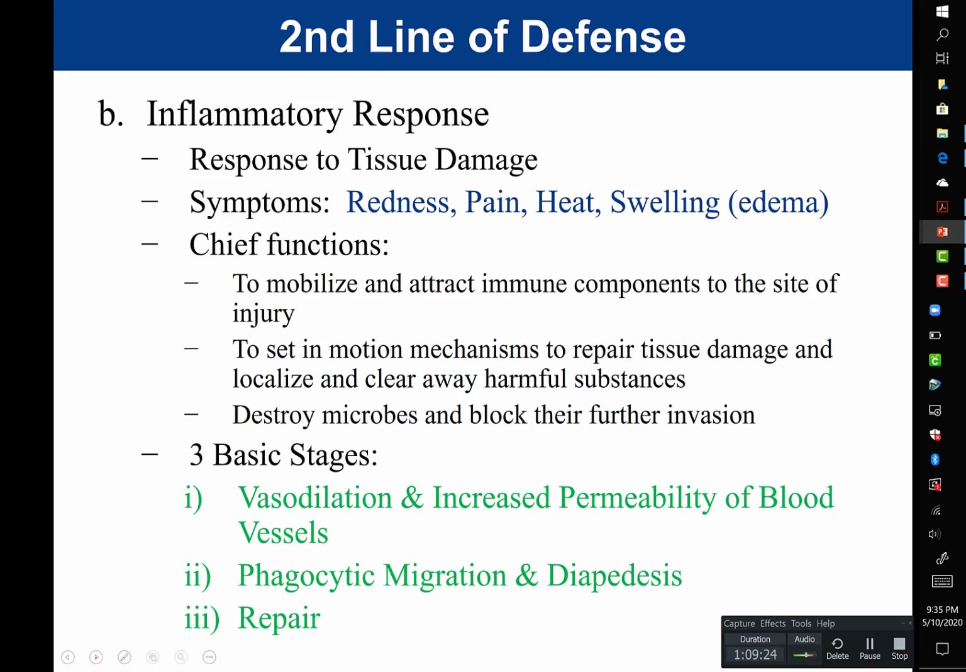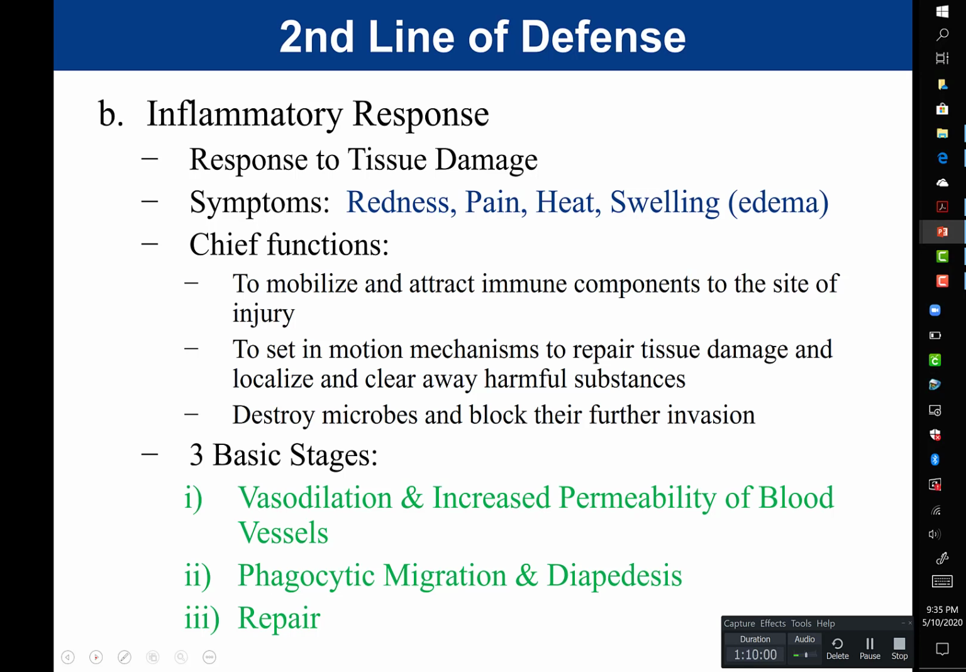Its job is also to set in motion mechanisms to repair tissue damage. So it's going to repair tissue damage and to localize and clear away harmful substances before the tissue is repaired. And lastly, it's there to destroy microbes and then block further invasion, so to block additional pathogens from getting access to the body.